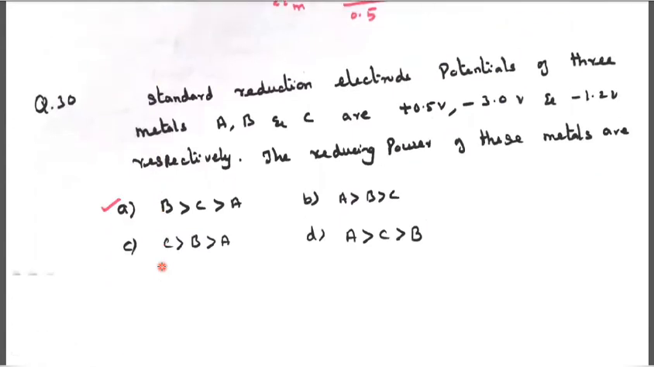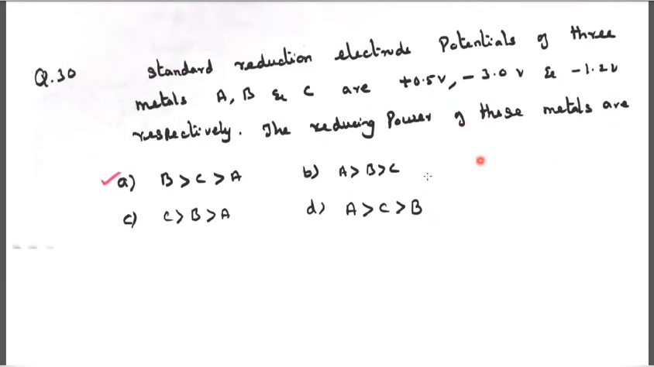Last question: the standard reduction electrode potentials of three metals A, B, and C are plus 0.5 volt for A, minus 3.0 volt for B, and minus 1.2 volt for C respectively. The reducing power of these metals is B greater than C greater than A, or A greater than B greater than C, like that, the four different options they have given.